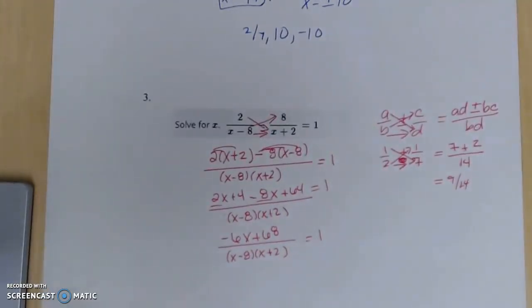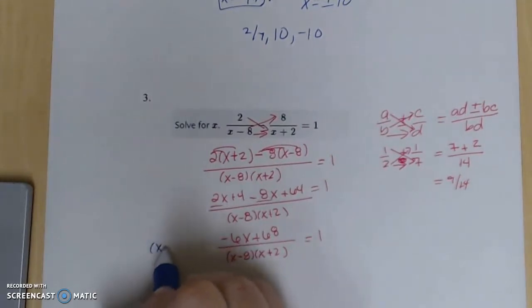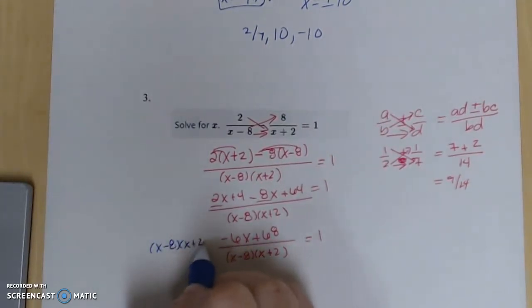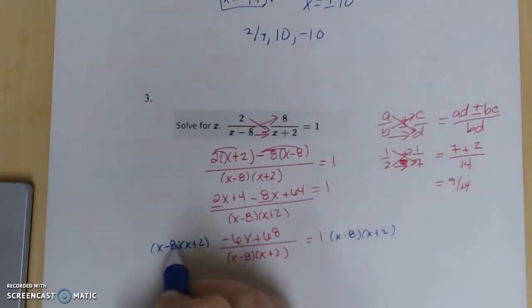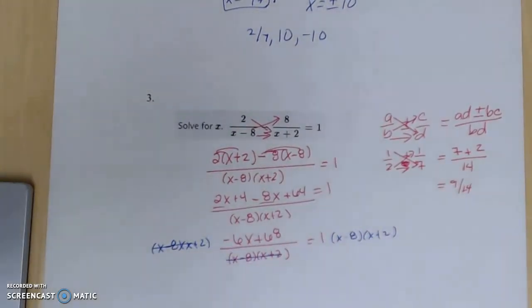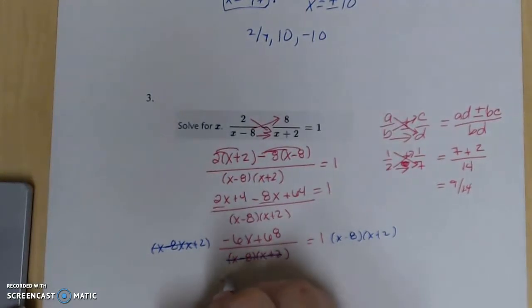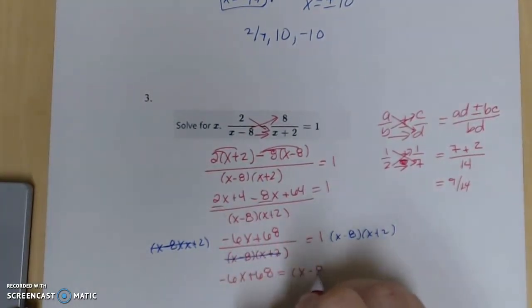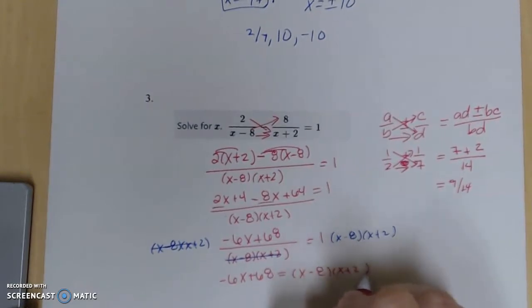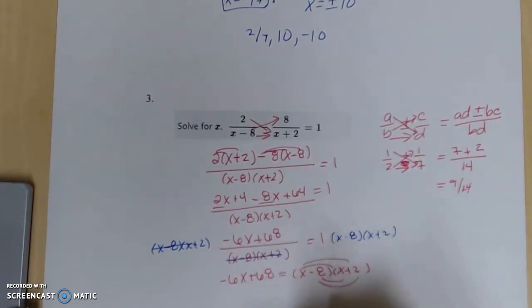Now the last step is I need to get rid of all these fractions. And I know you'll be relieved when I do this. This is being divided by this. So if I multiply by this on both sides, this would cancel, and then it would end up over here. So now I'm looking at the problem of negative 6x plus 68 equal to x minus 8 times x plus 2. I'm going to FOIL that out.